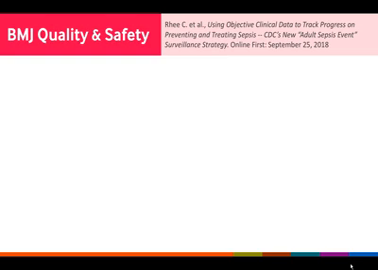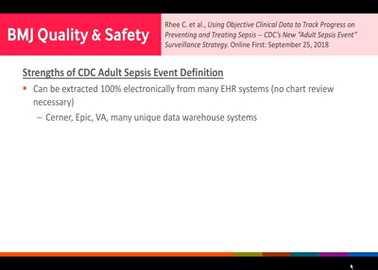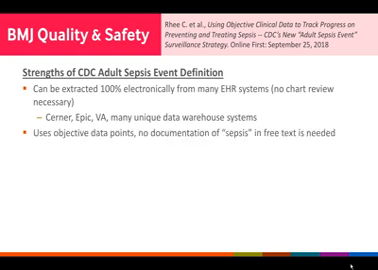Dr. Chanari also led a review article regarding the CDC Adult Sepsis Surveillance Strategy that has been published in BMJ Quality and Safety. It's a great introduction to the toolkit, and I'll highlight some of the main points here. The CDC Adult Sepsis Event definition has several strengths. It can be extracted 100% electronically from many electronic health record systems, so no chart review is necessary. This includes Cerner, Epic, the Veterans Affairs system, and many unique data warehouse systems. It uses objective data points, and no documentation of the word sepsis in the free text is needed.